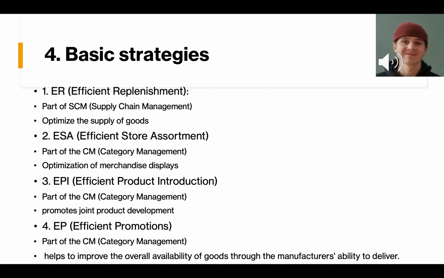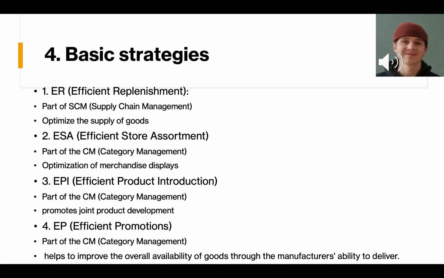The other three basic strategies are assigned to category management and concern marketing. The three strategies are called efficient store assortment, efficient product introduction, and efficient promotions. Efficient store assortment deals with the optimization of merchandise offers. By designing merchandise displays and sales areas in an appealing way, sales can be increased and the turnover rate of merchandise and the productivity per unit of retail space can be increased.